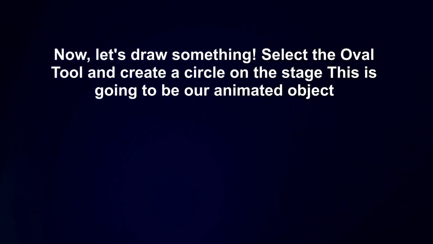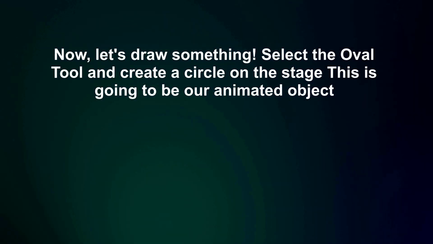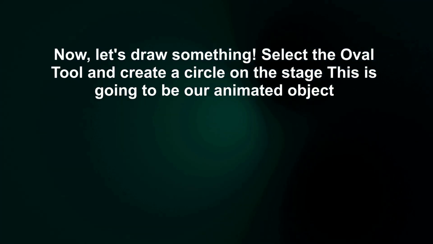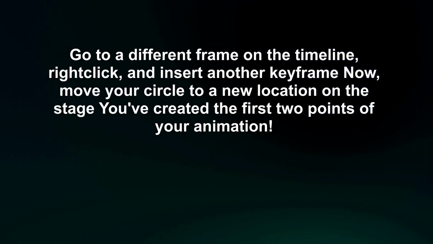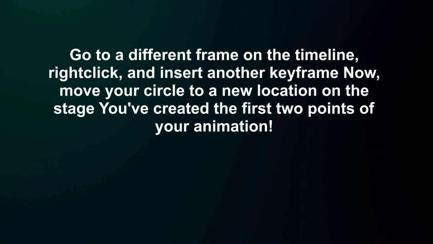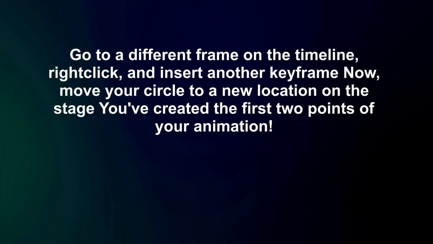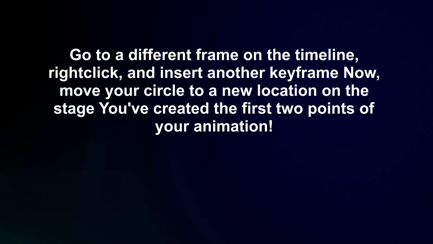Now, let's draw something. Select the oval tool and create a circle on the stage. This is going to be our animated object. Go to a different frame on the timeline, right-click, and insert another keyframe. Now, move your circle to a new location on the stage. You've created the first 2 points of your animation.